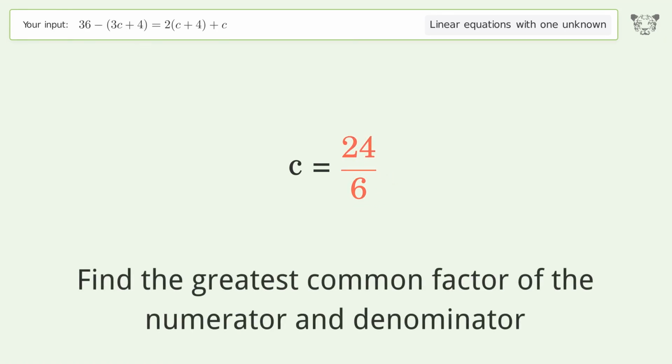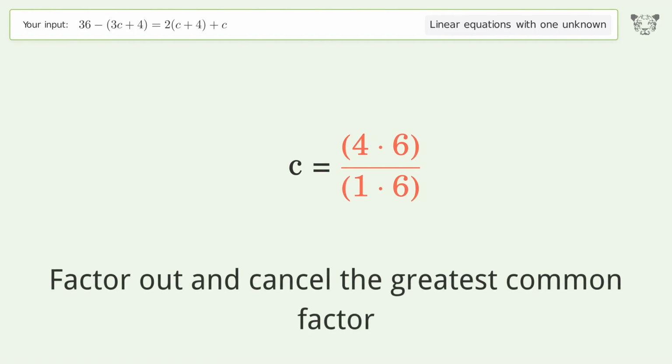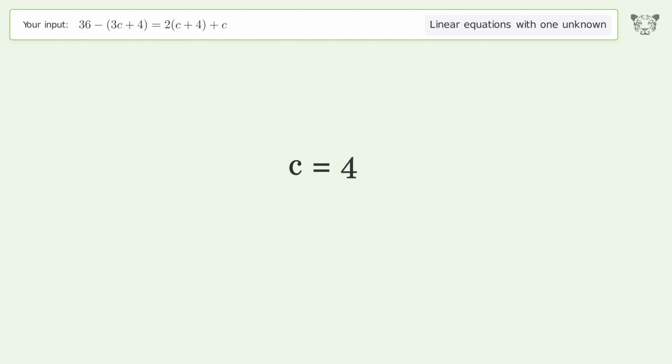Find the greatest common factor of the numerator and denominator. Factor out and cancel the greatest common factor. And so the final result is c equals 4.